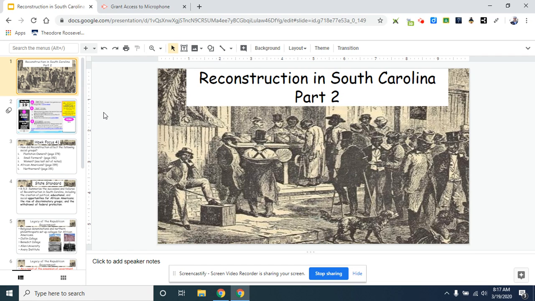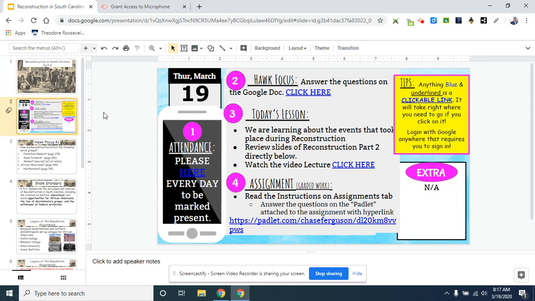So Reconstruction in South Carolina, part 2. So we covered part 1 yesterday, and we're on part 2, obviously, today. And here's part of what I wanted to show you. We are going to have this type of slide embedded into the lesson PowerPoints. That way, if your parents are like, hey, little Johnny, did you do your work? You can say, look, there were 4 things, and click on a hyperlink to show them all 4 things you did. And so I'm trying to set that up.